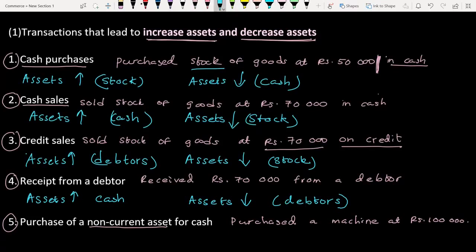So assets increase. What is the particular asset that will be increased? It's machinery. Because the business purchased a machine. On the other hand, another asset will reduce, therefore the total assets of the business will reduce. So what is this asset? It's cash.